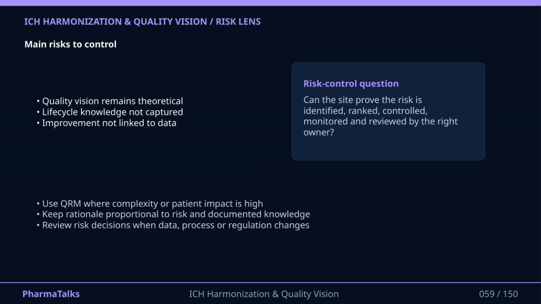To address this, we recommend applying quality risk management, or QRM, especially in situations where the process complexity or patient impact is high. It's important to keep the rationale for risk control proportional to both the level of risk and the existing documented knowledge. Additionally, any risk-related decisions should be revisited whenever there are changes in data, processes, or regulations to ensure ongoing relevance and effectiveness. This approach helps maintain a dynamic and responsive quality system that truly supports patient safety and product quality.